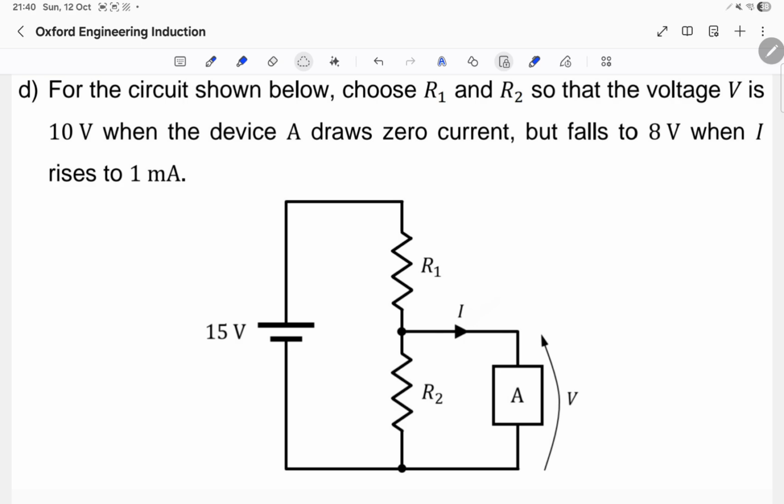Pause the video to have a think, and once you're ready, restart to see if you were correct.